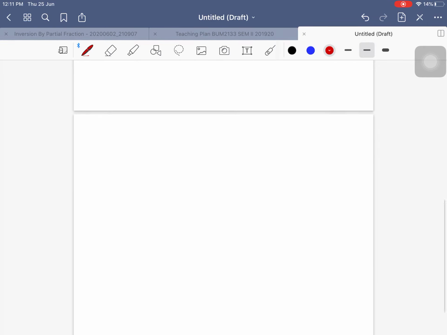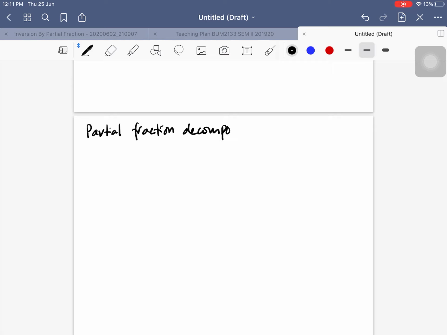Okay, so now let's have a look at how we make a complex fraction into smaller fractions. That is called partial fraction decomposition, and that is a very important skill that you have to acquire in order to do Laplace inverse by using this. It's called decomposition, decompose, because you're going to change your complicated fraction to smaller ones that we can actually Laplace inverse.